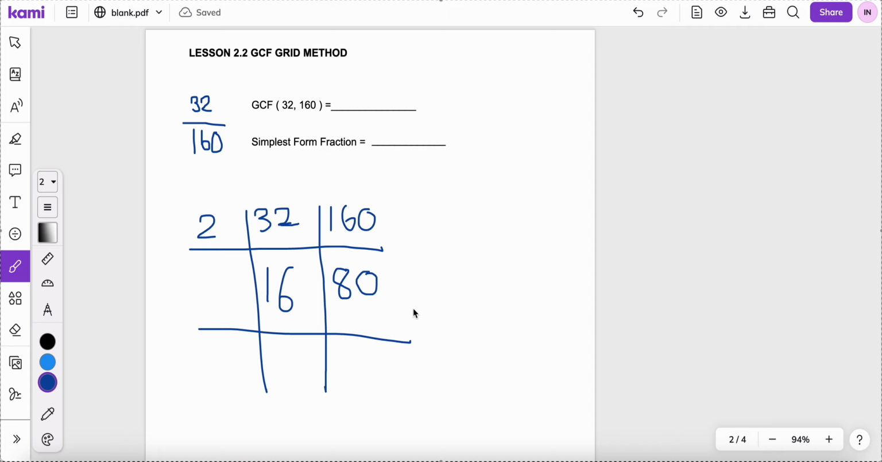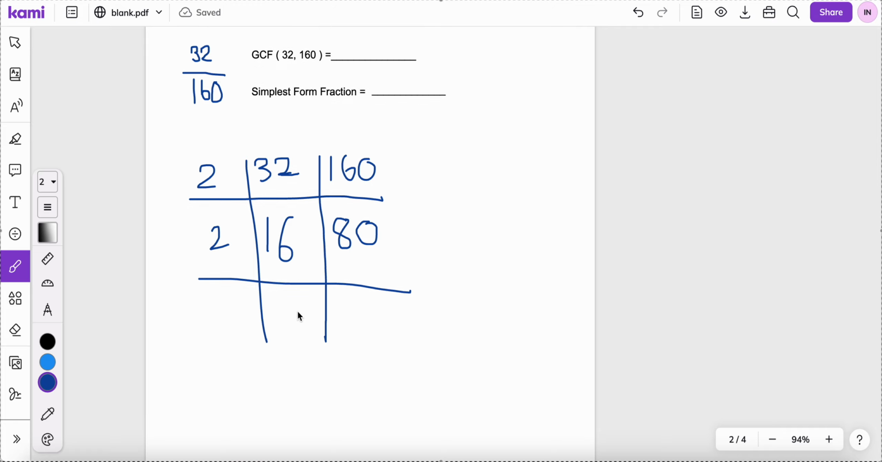Now we are going to continue doing that. I'm going to do 2 again since 2 goes into 16 and 80. So I know 2 goes into 16 8 times and 2 goes into 80 40 times. Now we have one more row left. I know 8 goes into both 8 and 40, and we are left with adding another row since we need to write our last few numbers. 8 goes into 8 one time, and 8 goes into 40 5 times.